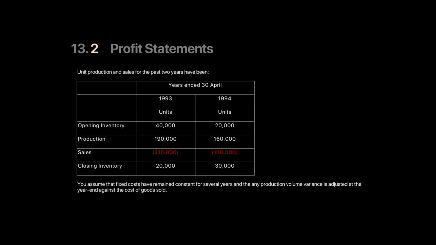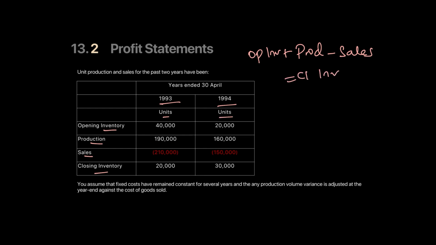Okay, so they've also given us the number of units produced and sold for each year, 93 and 94: opening inventory units, production units, sales units, closing inventory units. They've already calculated the units for us. Remember, the equation for units is the same: opening inventory units plus production units minus sales units gives you closing inventory units. But again, these are your units, not the value. Value we will have to calculate. They're also saying that you have to assume that fixed cost has remained constant over the years. Alright, let's move to the first part.